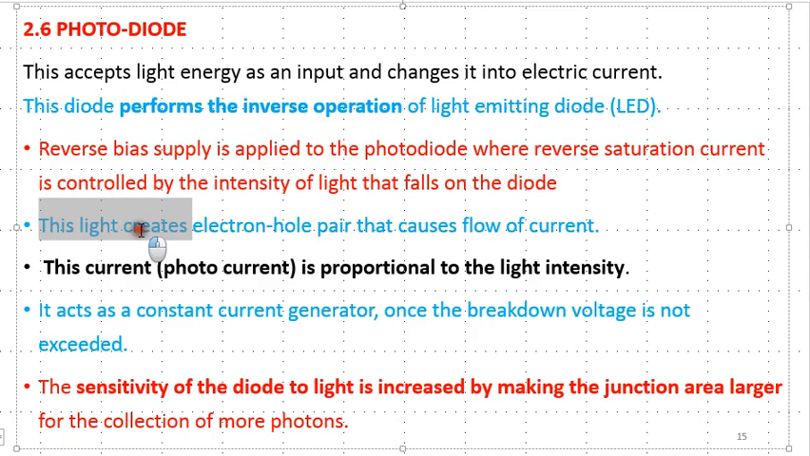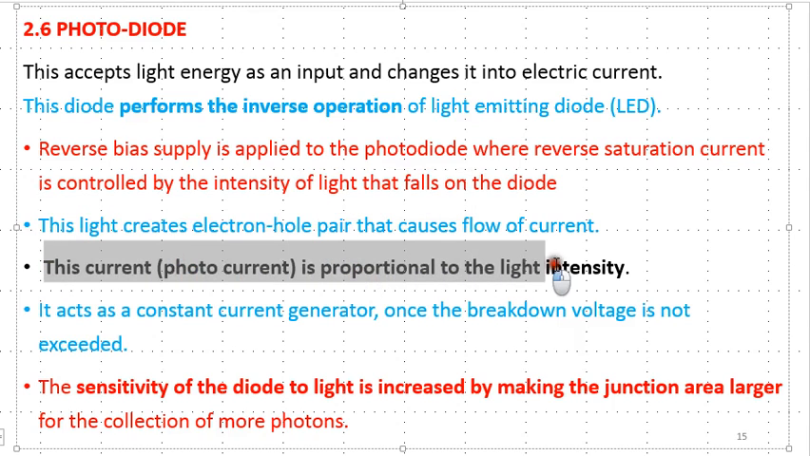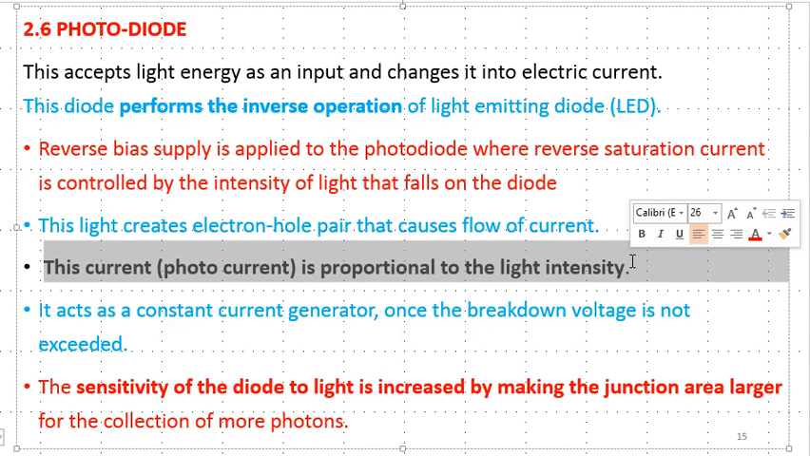And this light creates electron-hole pairs, meaning the light is a form of energy. It will be breaking bonds in such a way that electrons and holes are created. And you know, whenever these charge carriers are produced and they are flowing, a charge is flowing. Whenever there is charge, then there is current, because current is equal to charge over time. And the amount of current it can produce is directly proportional to the intensity of the light. The higher the intensity of the light, the more current it can produce.